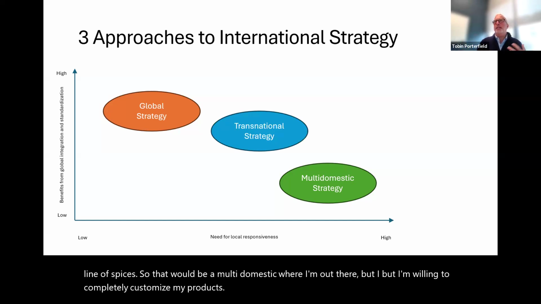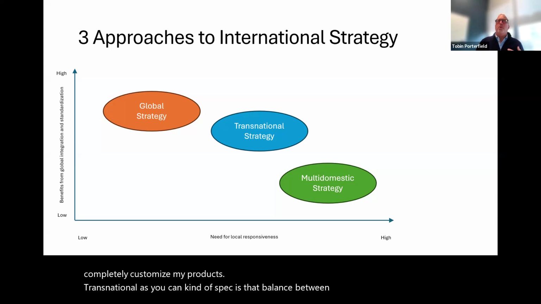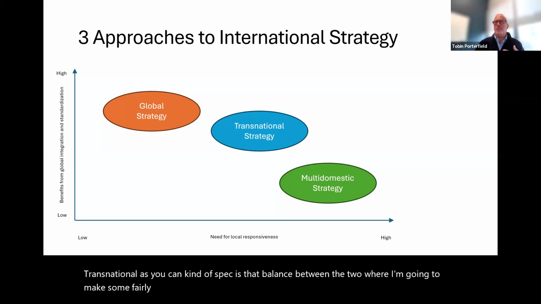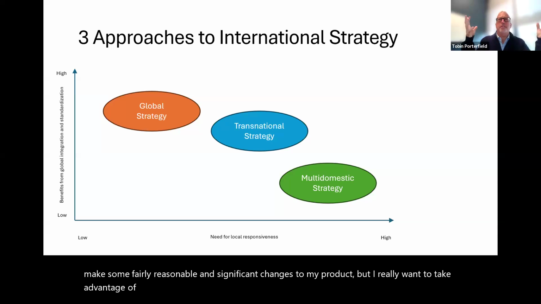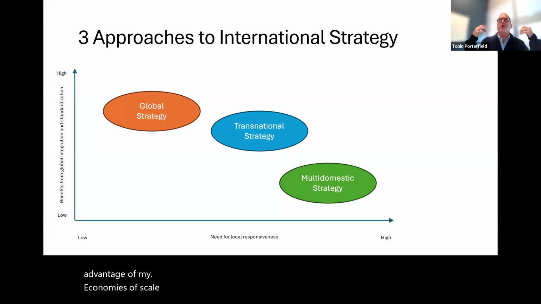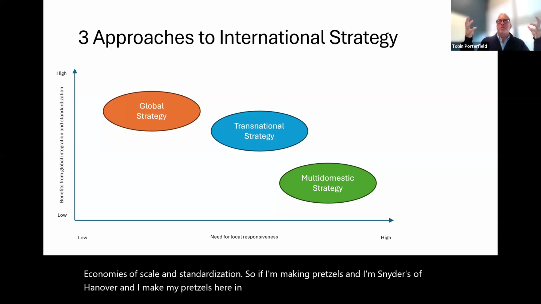Transnational, as you can kind of spec, is that balance between the two, where I'm going to make some fairly reasonable and significant changes to my product, but I really want to take advantage of my economies of scale and standardization. So if I'm making pretzels and I'm Snyder's of Hanover and I make my pretzels here in the US and they're those traditional Dutch style pretzels, that's great.